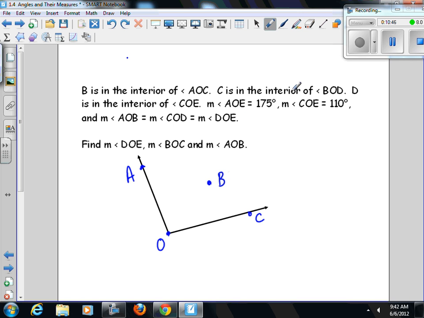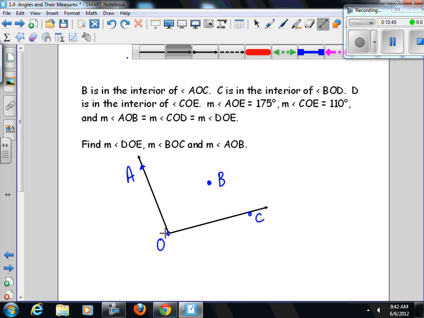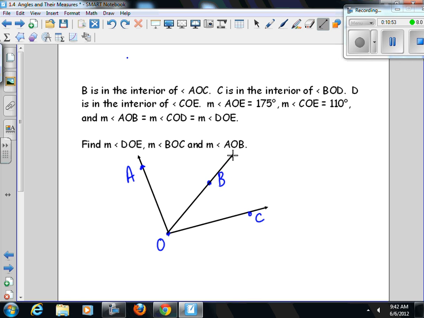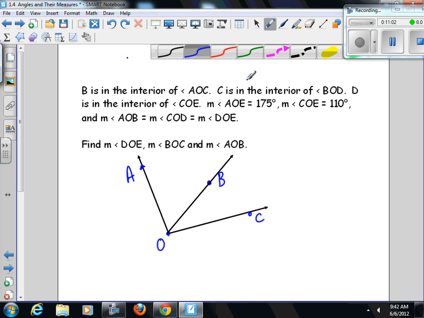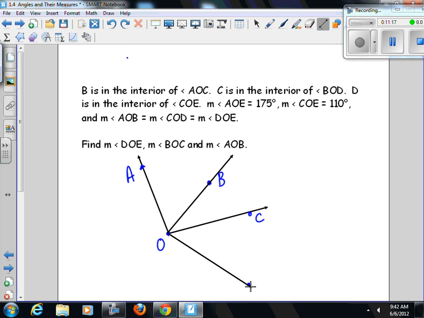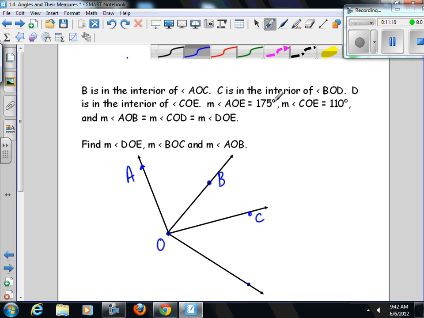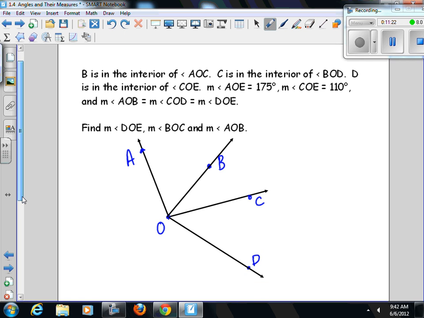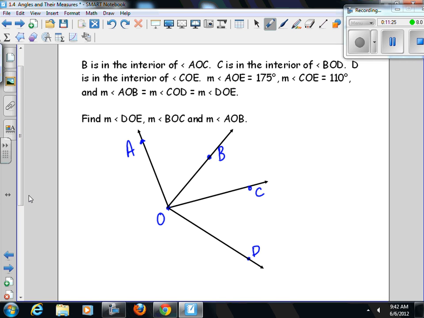Now it says C is in the interior of angle BOD. So what I'm going to have to do is draw a ray from O through B. And now it says that C is in the interior of BOD. So I'm going to have to also draw D somewhere out here. So let's say I put it here. I'm going to have to draw a line from O through D. We'll label it.